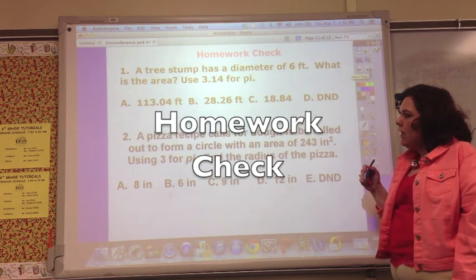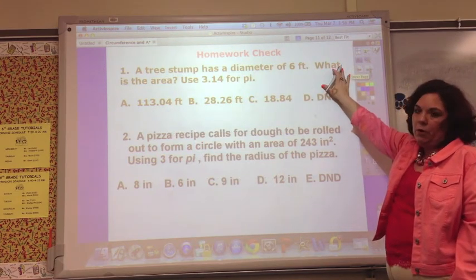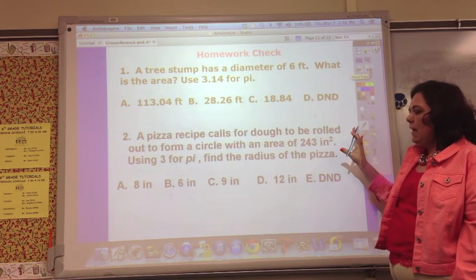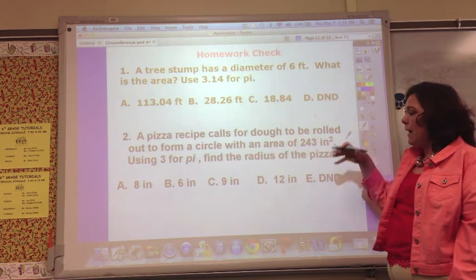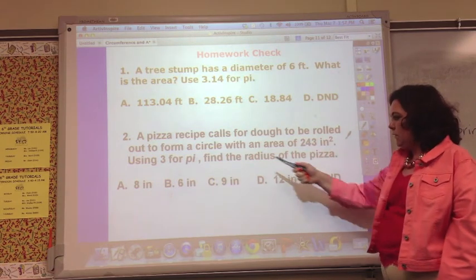Here's your homework check. With this, you're going to be just using a word problem to find the area. And this one, you're going to have the area, and you're going to have to work backwards to find the radius. But use 3 for pi.